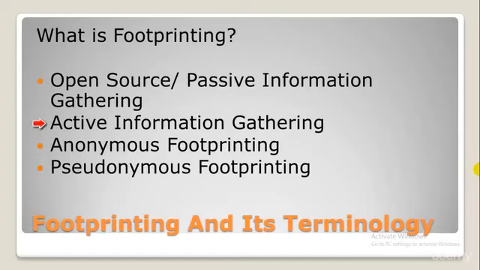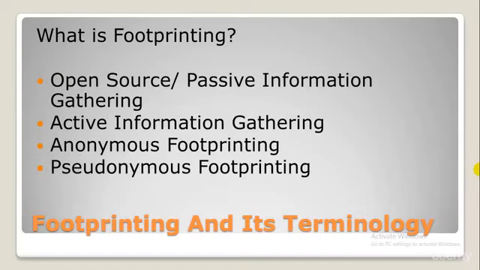After that, we have active information gathering. In the active information gathering process, attackers mainly focus on the employees of the target organization. Attackers try to extract information from the employees by conducting social engineering, on-site visits, interviews, or questionnaires, something similar to that. After that, we have anonymous footprinting. This refers to the process of collecting information from sources anonymously so that your efforts cannot be traced. At this point, people normally use the Tor browser, which is famous for anonymous web browsing.